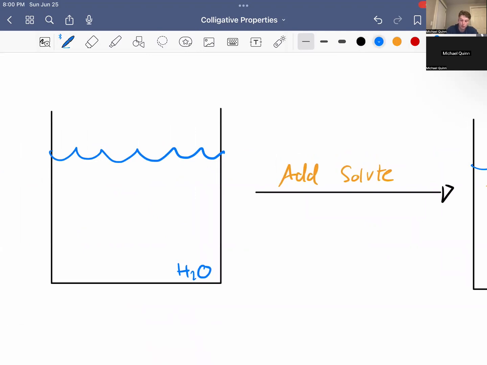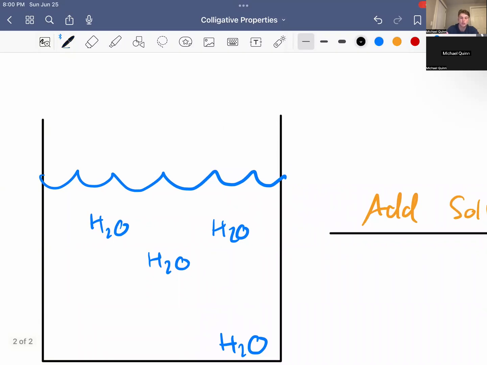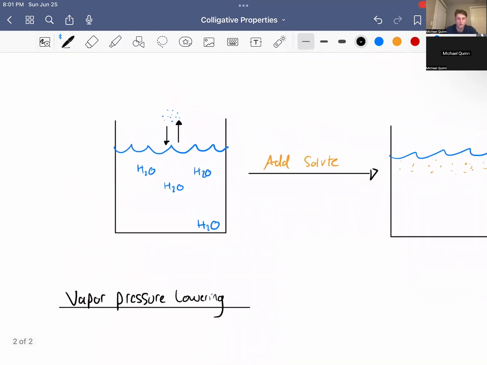Well, in our pure solvent, we have water molecules that, when you pour this water into the beaker, like we saw in the last module, some of these water molecules will start to evaporate. So the IMFs will break and some will start to evaporate into the gas phase above this liquid water. Some will start to condense and equilibrium will be established. So we have an equilibrium vapor pressure for this pure solvent.